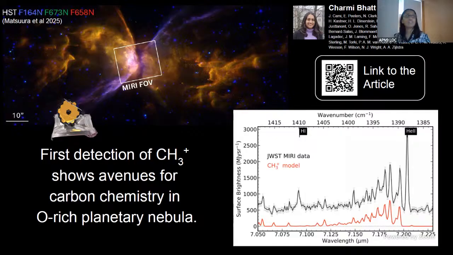If you come to my poster, I would love to talk to you about how the CH3+ emission changes with morphology, what new things we found about morphology with the MIRI data, and also how the spatial distribution of CH3+ compares to the distribution of other carbonaceous species.